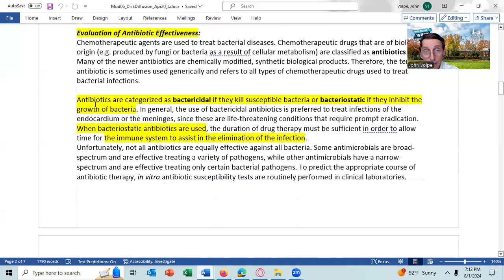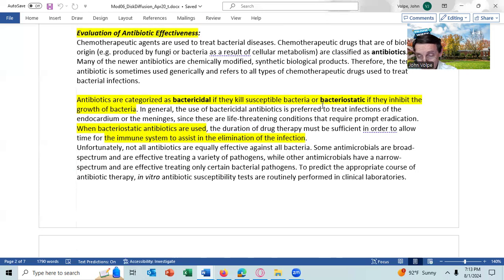Any antibacterial agent can be said to be bactericidal if it kills the bacteria. If it doesn't kill the bacteria and only inhibits the bacteria's growth, we call it a bacteriostatic agent. Some antibiotics are bactericidal, other antibiotics are bacteriostatic. And don't ask me which is which, because I don't know most of them. I think most antibiotics are bactericidal, but I could be wrong on that.